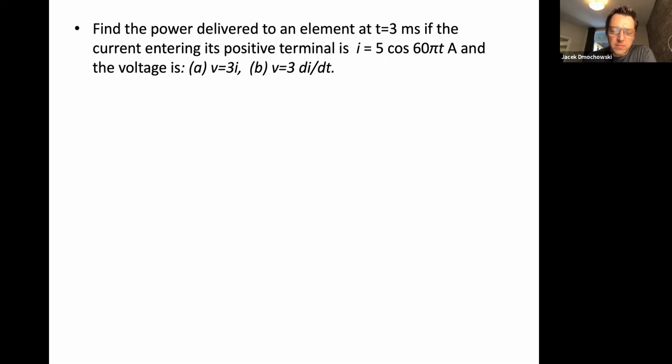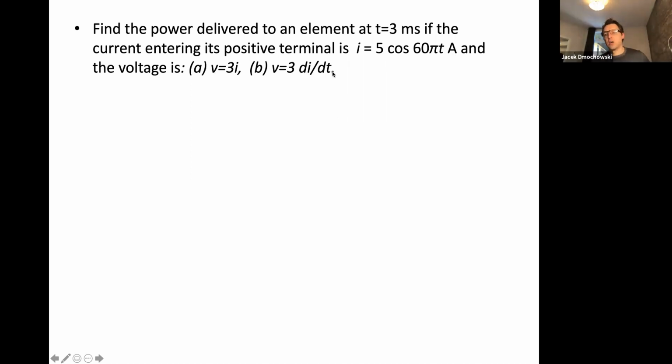And a follow-up question: find the power delivered to an element at t equals 3 milliseconds if the current entering its positive terminal is equal to 5 cos 60 pi t amperes, and the voltage is equal to 3 times i, or 3 times di/dt.